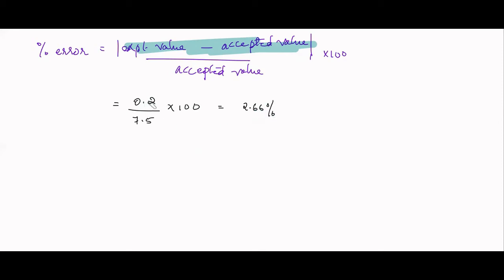In this, there is only one significant figure, so I can round this off to 3%. Only one significant figure has to be retained. Significant figures have to be maintained. So I'm just rounding it off to 3%.